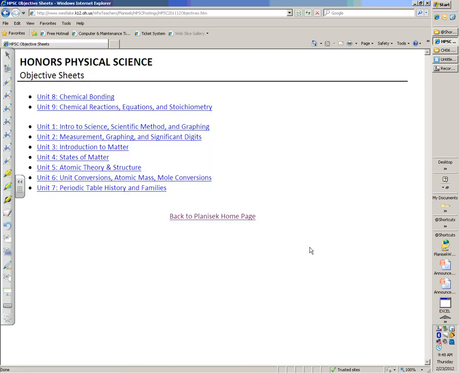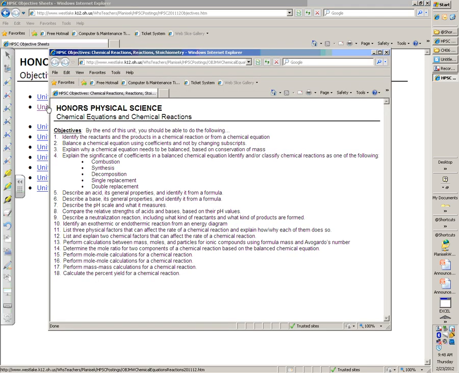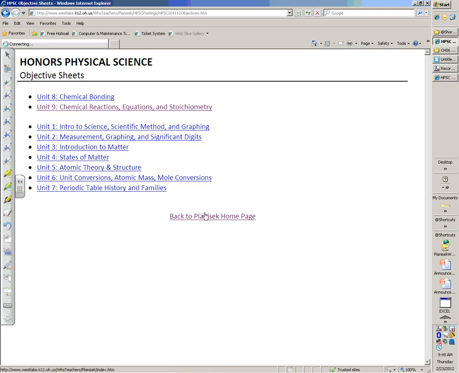Objective sheets, right? Unit 9, chemical reactions, equations, and stoichiometry. And there it is. Hopefully you've had a chance to look at it and start going through stuff. But if you haven't, we'll get you through it today. Okay? All right, we'll keep this out for reference. And let's go back here.